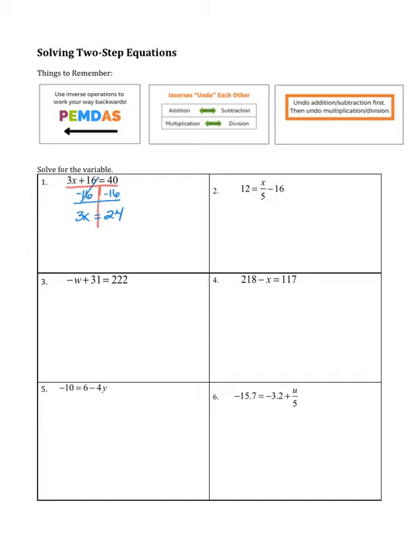Now I need to get my x to 1x. So I'm going to undo multiplication, divide by 3. At this point, folks, it's going to be easier for you to use the fraction bars than to write a division sign. So use the fraction bar as a division sign. It's going to be clearer for you. X equals 8. That's not so bad. Let's do another one.